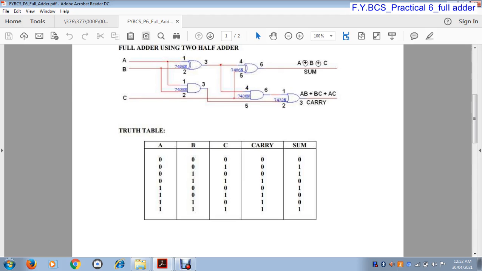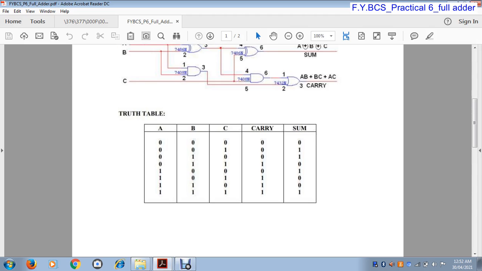Okay. Now the last condition is 1 plus 1 plus 1. So 1 plus 1, 1 0. And 1 0 plus 1, 1 1. So it generates the output 1 1. So sum is 1, carry is 1.